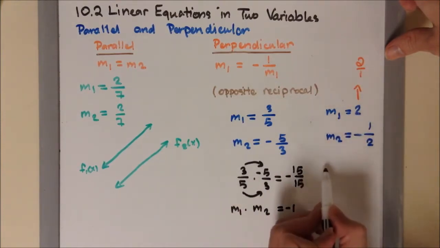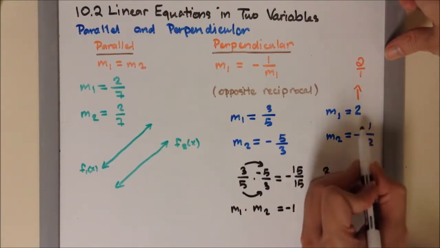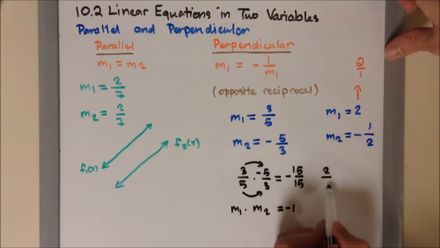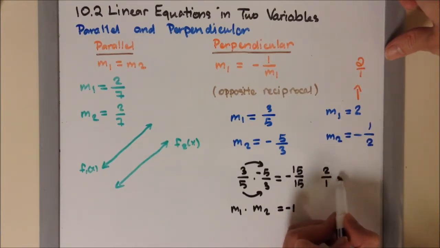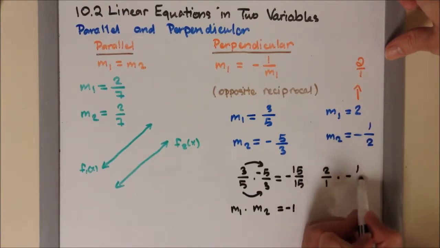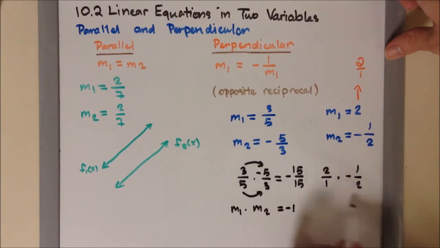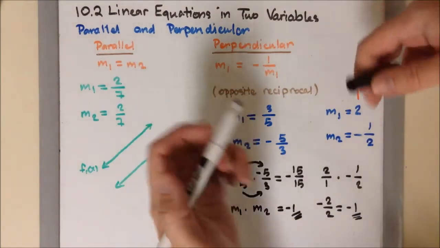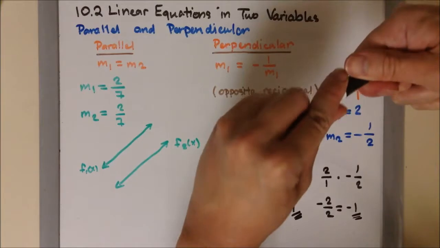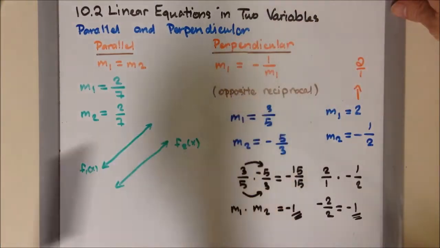So let's do the other one. Converting 2 into a fraction, just put 2 over 1 times negative 1 over 2. When you do that, it's going to be negative 2 over 2, which is negative 1. So again, they both equal negative 1, therefore they are perpendicular to each other, as long as they follow opposite reciprocal.